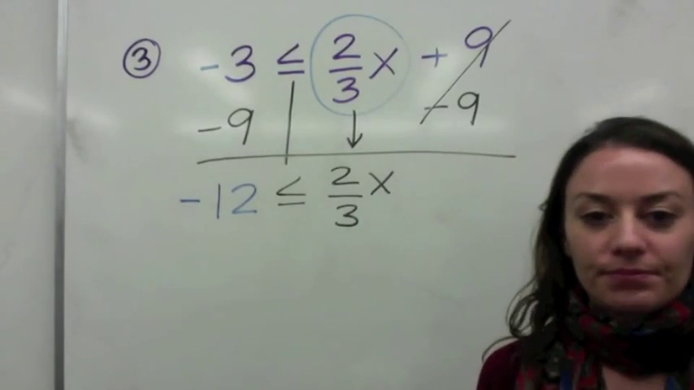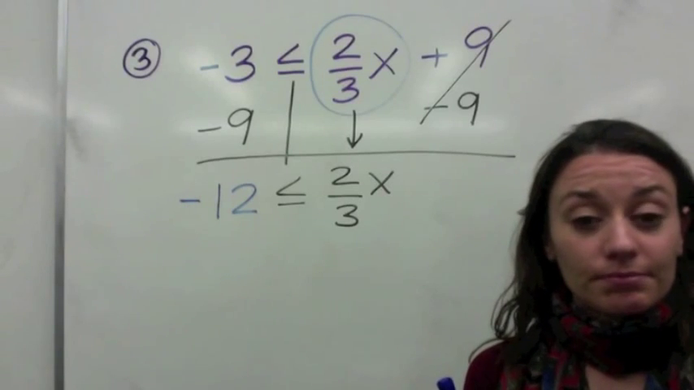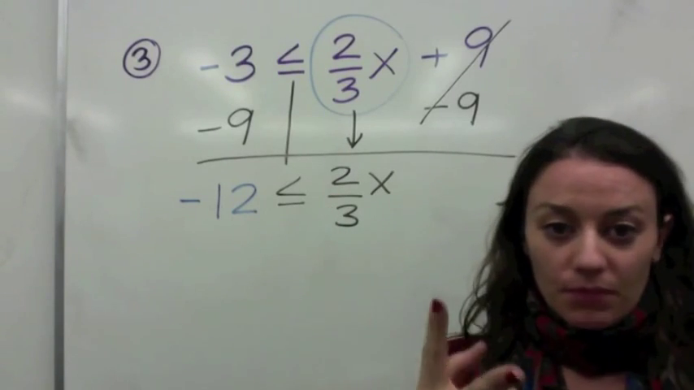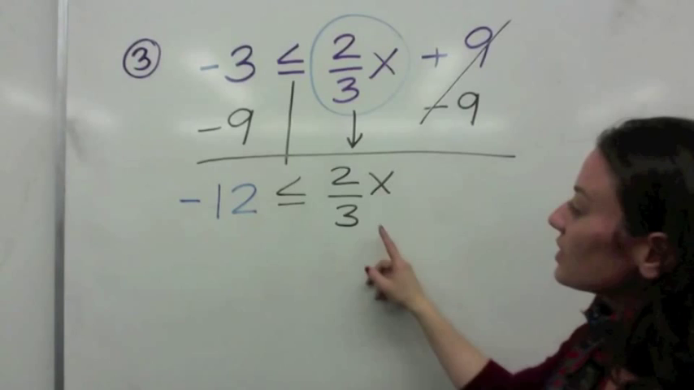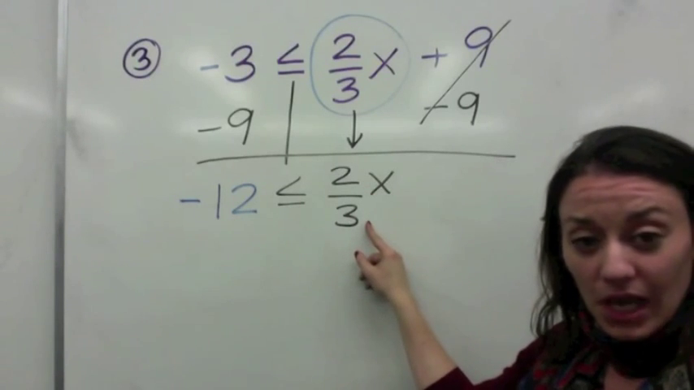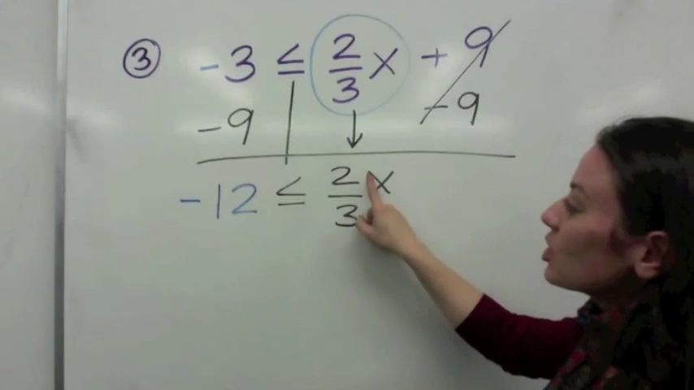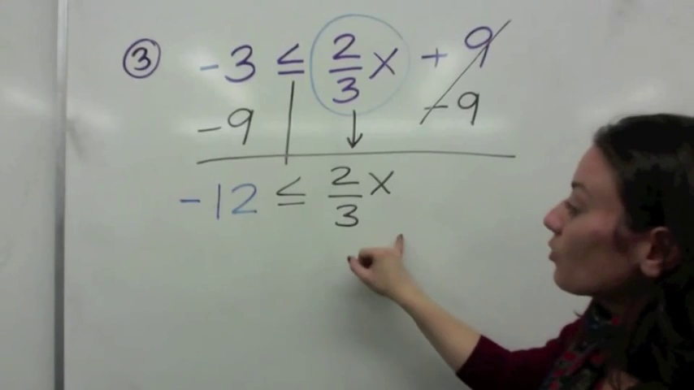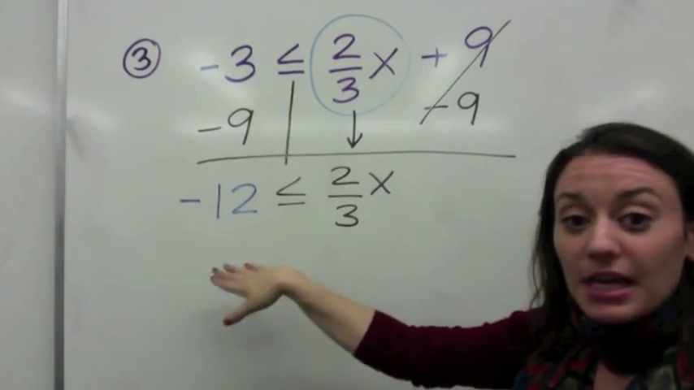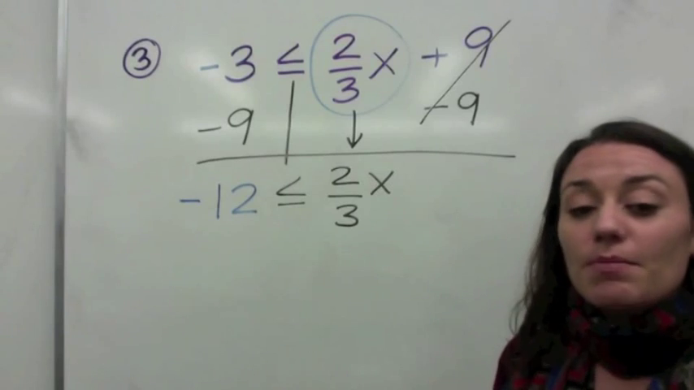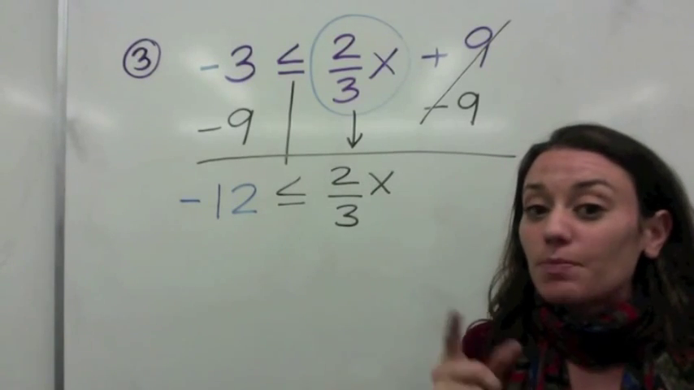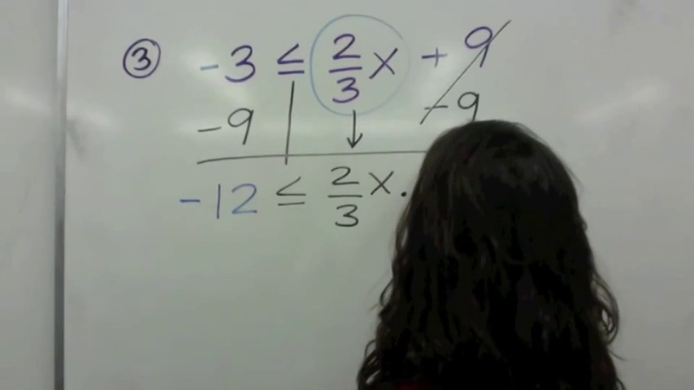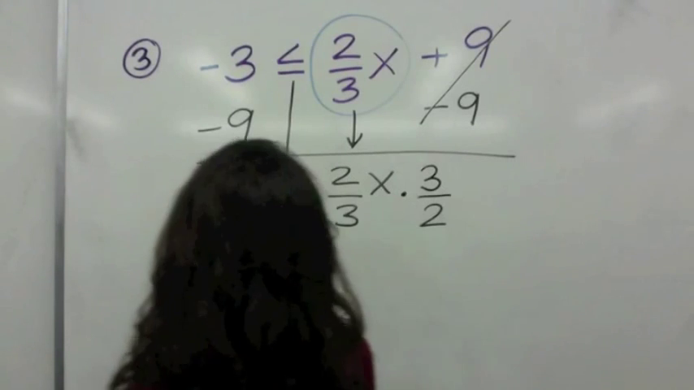So if -12 is less than or equal to 2/3 x, how do we get x by itself? How do we do it? I've showed you 2 ways to do it. I think the simplest way is when you see a fraction and you want to get rid of it. Because what's happening here is x is being multiplied by 2 and then divided by 3. In order to undo this, we would multiply both sides by 3 and at the end divide both sides by 2. But the shortcut to that is multiplying both sides by the reciprocal. So multiply by the reciprocal, which is 3/2.